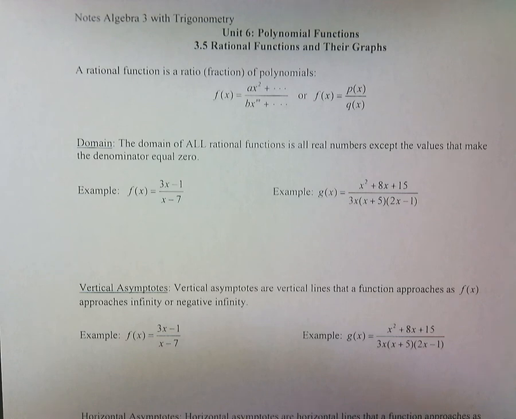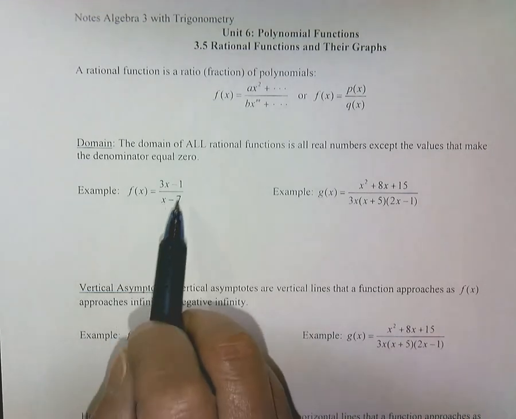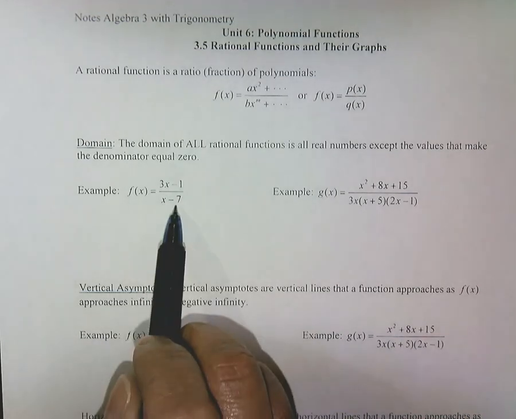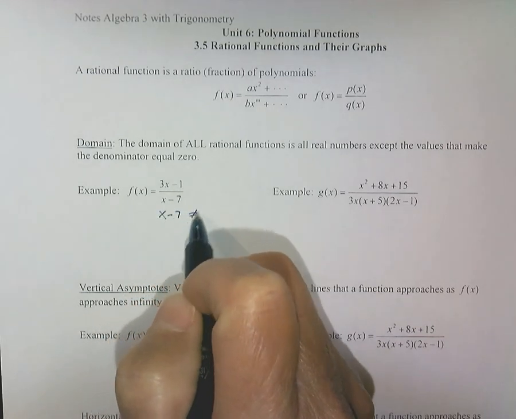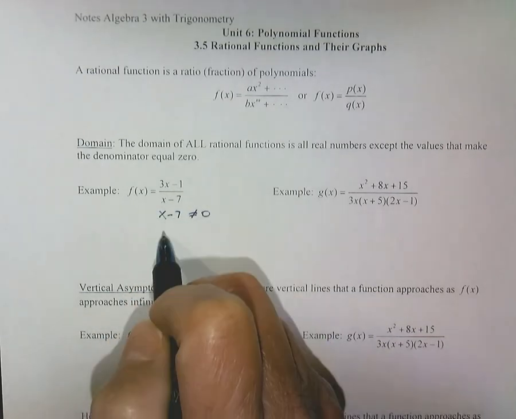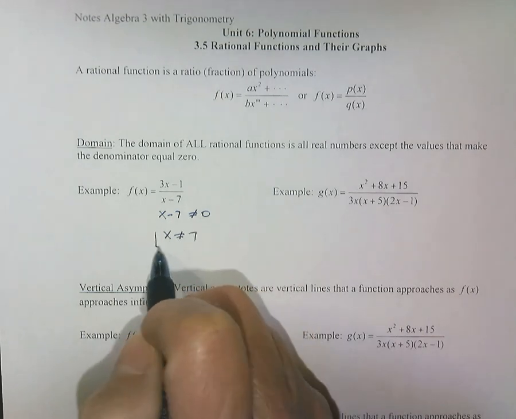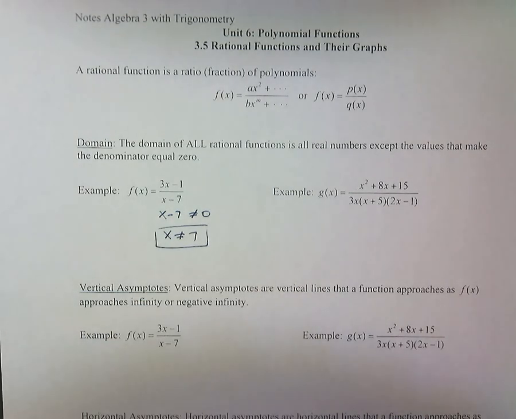So we've done this already. At the very beginning, we reviewed rational functions and we looked at this. So I don't care at all about the numerator. I'm just looking at the denominator. So if I set the denominator and say that it cannot equal 0, and I solve, I get x cannot equal 7 for this first example.